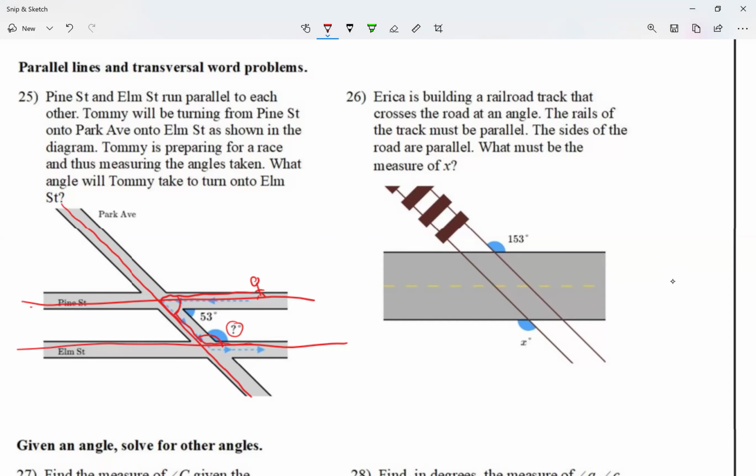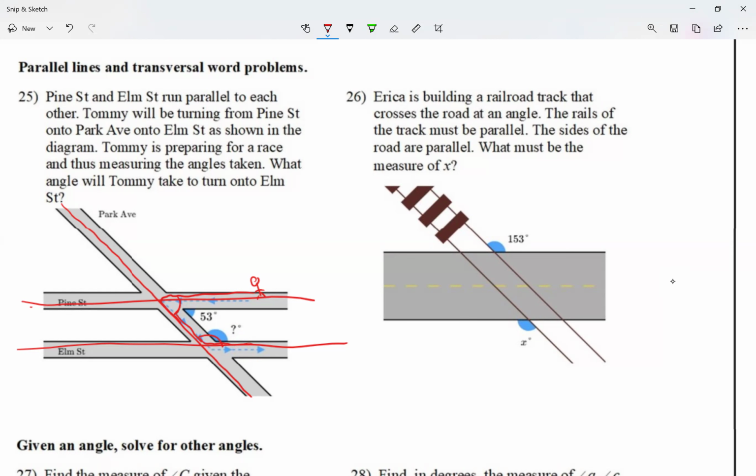So Tommy's preparing for a race and thus learning the angles taken. What angle will Tommy take to turn onto Elm Street? So that question mark, what angle is that? Now for homework, I'm going to give you guys different scenarios. Don't think I'm always going to give you same side interior. Because in this case, they happen to be same side interior, but you've got to be careful. I can also use alternate interior, or I can use vertical angles, or I can use other angles.